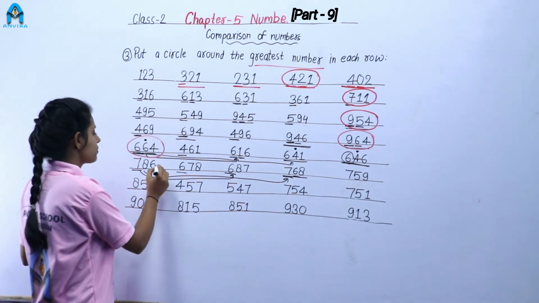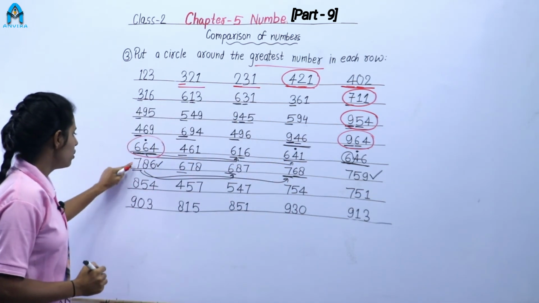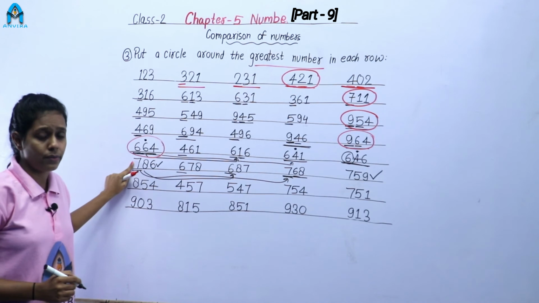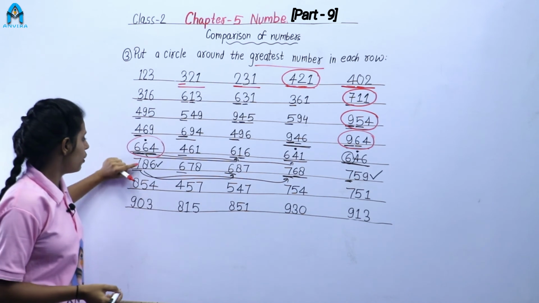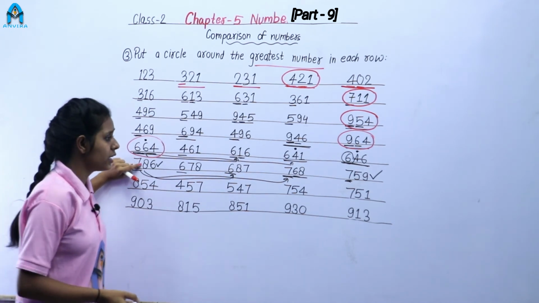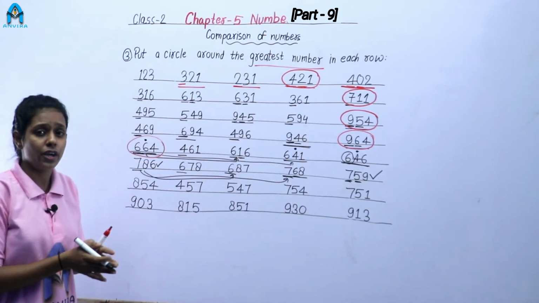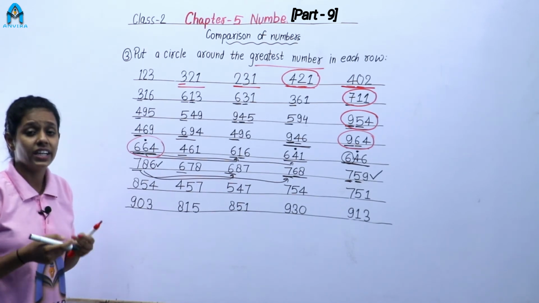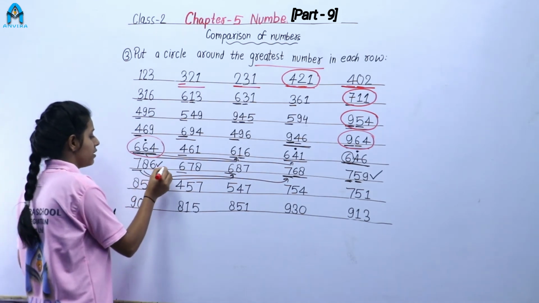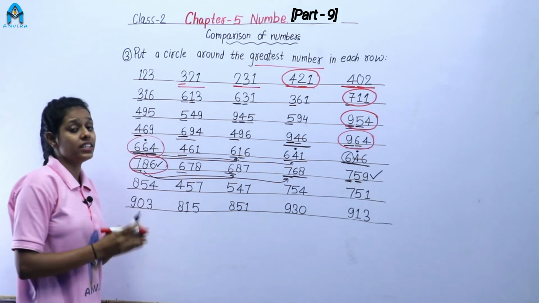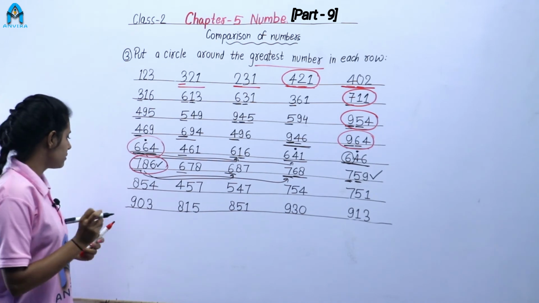Now, compare this number and this number. So, on hundreds place, here is 7 and here is also 7. Then, on tens place, here is 8 and here is 5. So, now, which is greatest? 8 or 5? Yes, 8 is greatest number. So, that's why 786 is the greatest number in this row. Let's go to the next.